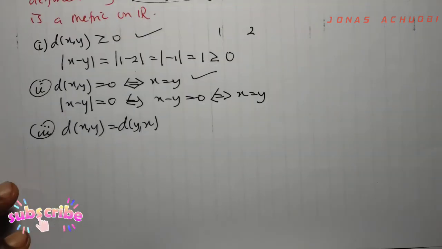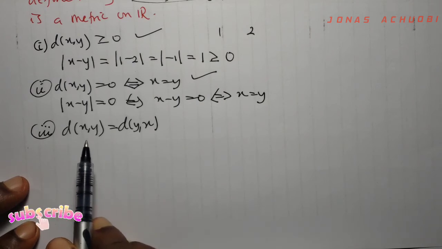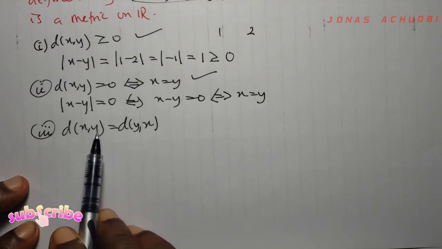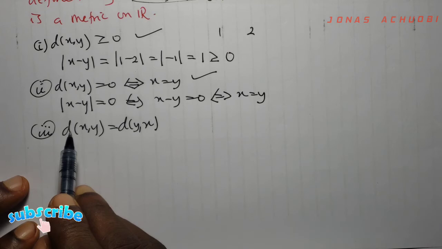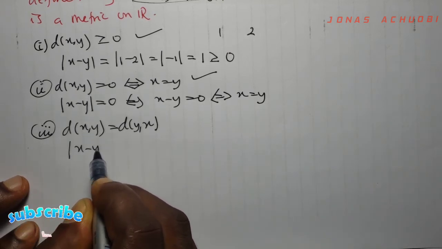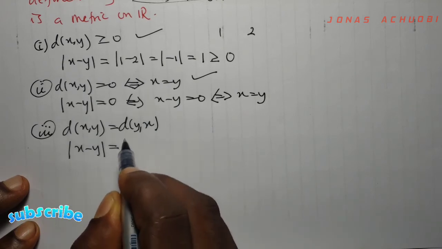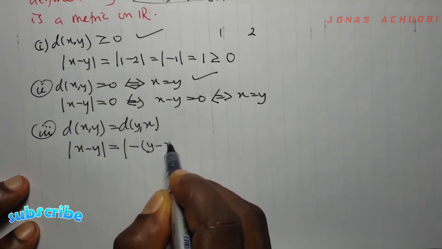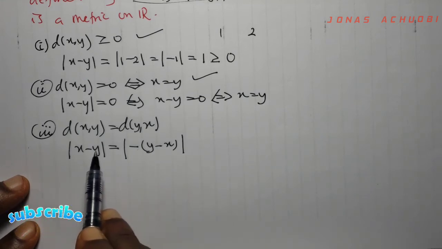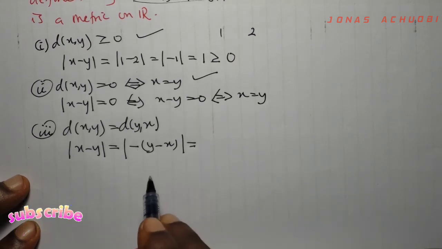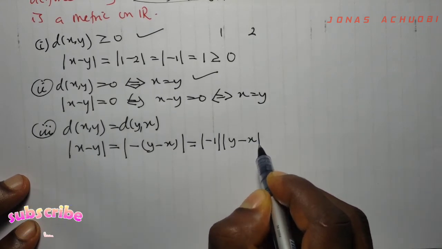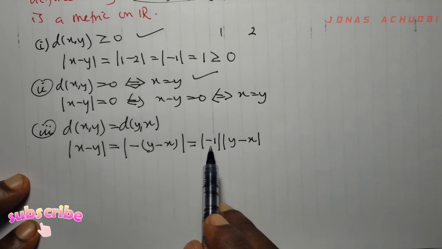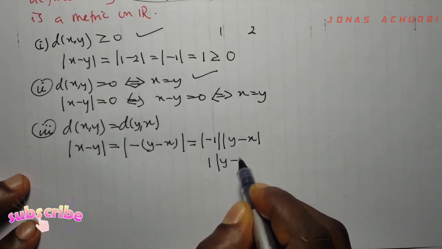The third condition requires that the distance function must be symmetric. That is, the distance between point x and y should be the same as the distance between point y and x. So d(x, y), the distance between point x and y, is the absolute value of x minus y. We can rewrite this as the absolute value of negative (y minus x), so that minus times y is minus y, and minus times minus x is plus x. Using our absolute value properties, we can write this as the absolute value of negative 1 times the absolute value of y minus x.